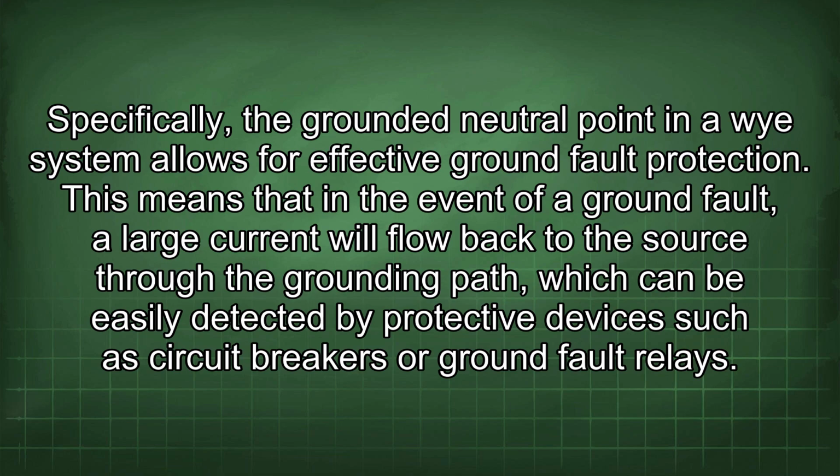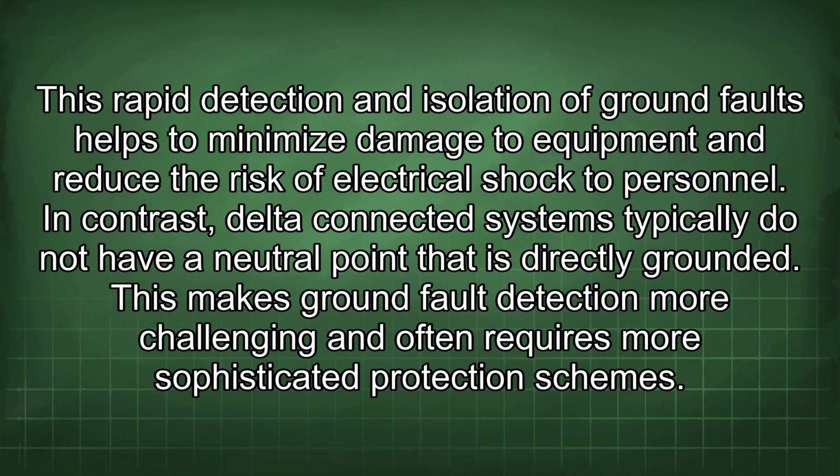This means that in the event of a ground fault, a large current will flow back to the source through the grounding path, which can be easily detected by protective devices such as circuit breakers or ground fault relays. This rapid detection and isolation of ground faults helps to minimize damage to equipment and reduce the risk of electrical shock to personnel.